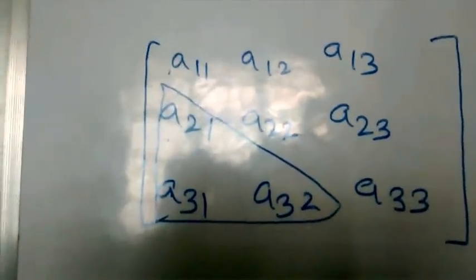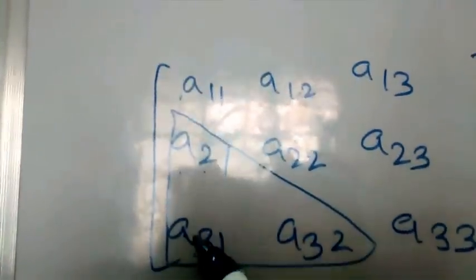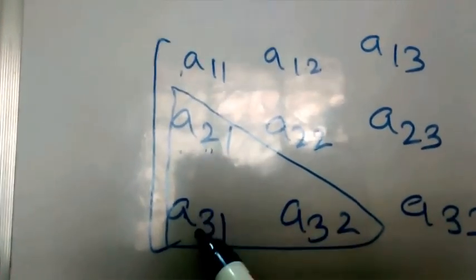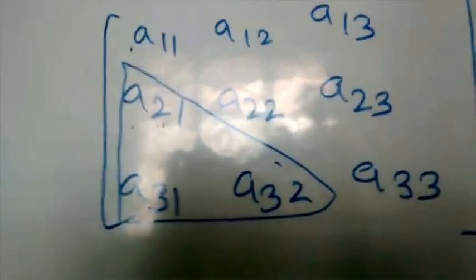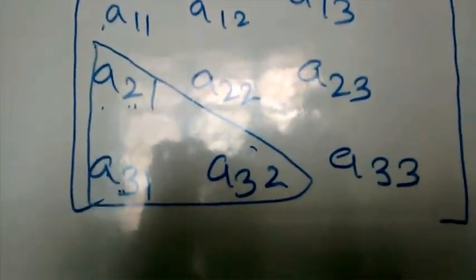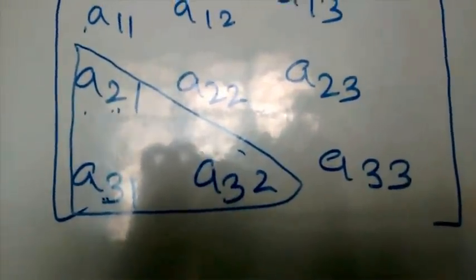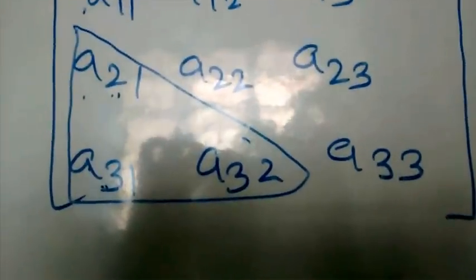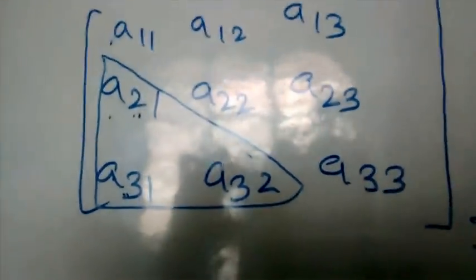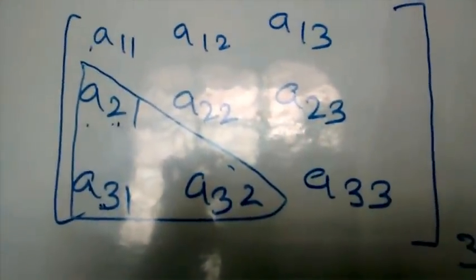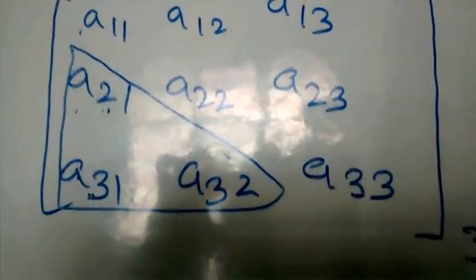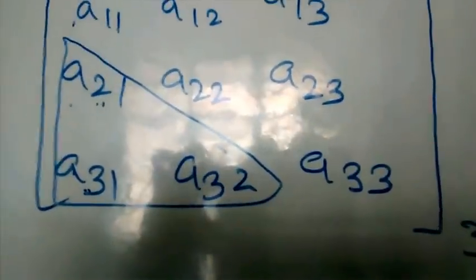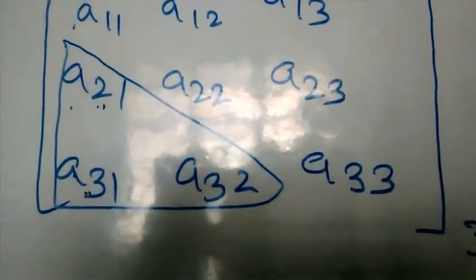By using R1, these two elements we can make 0. Once that becomes 0, then we have to make this 0. This is known as echelon form. When the lower triangle is reduced to zeros, it is known as echelon form, where the rank we have to write based on the non-zero rows. How many non-zero rows are there? Based on that we write the rank of the matrix.